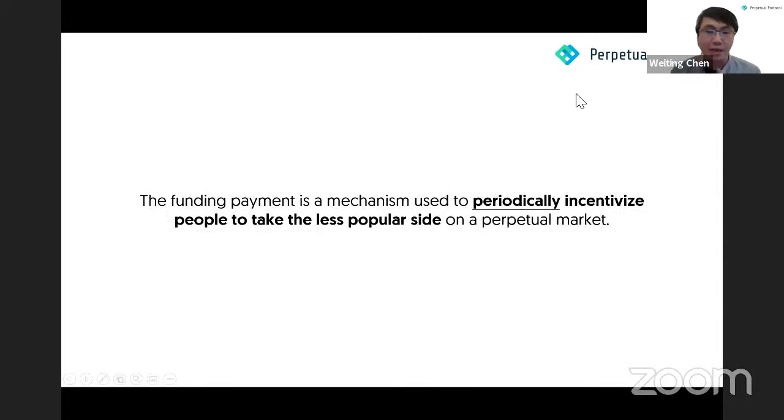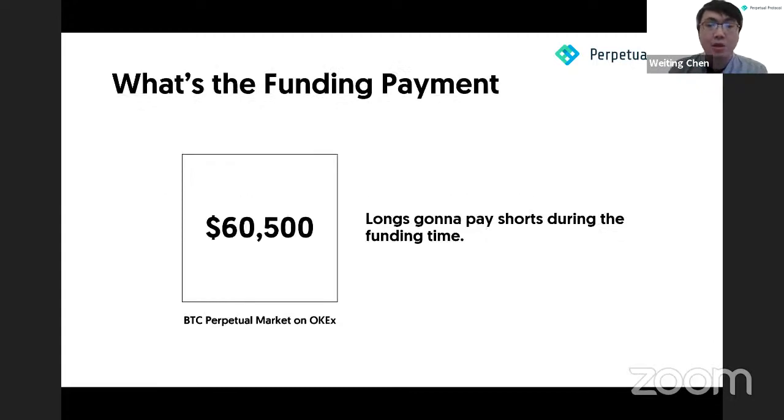So funding payment is a mechanism used to periodically incentivize people to take the less popular side on a perpetual market, which is the short side in our example. Because there are too many longs on a perpetual market, longs, those people who open long positions, are going to pay those who open short positions during the funding time. And on OKEx, this happens once per 8 hours.